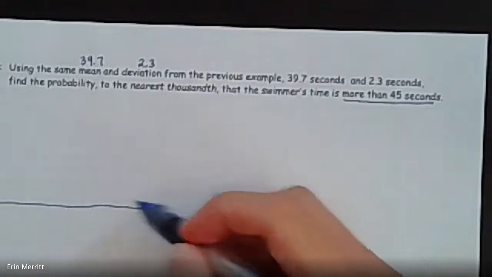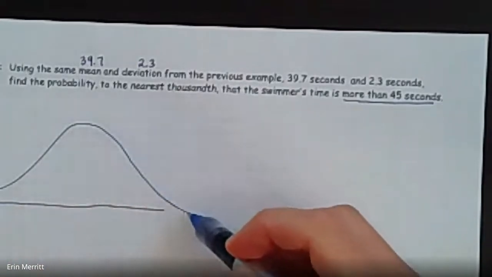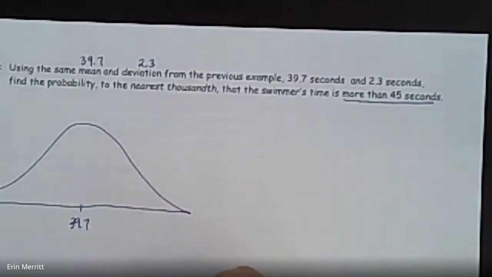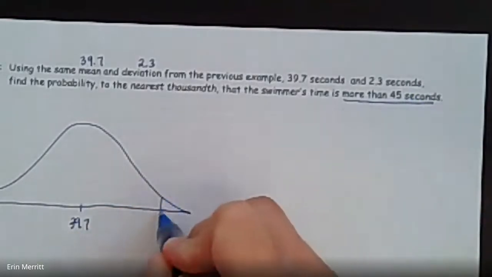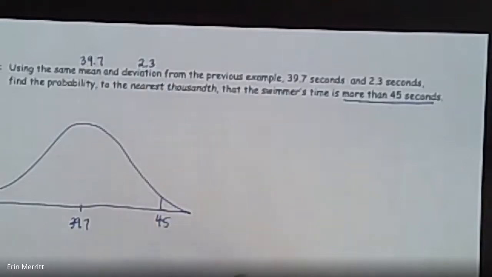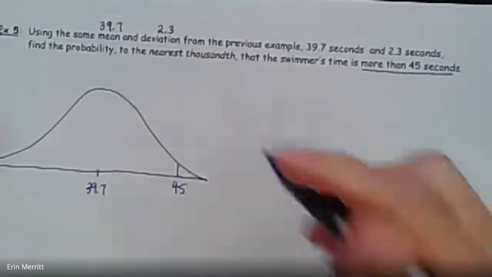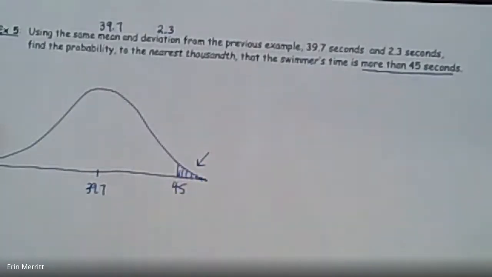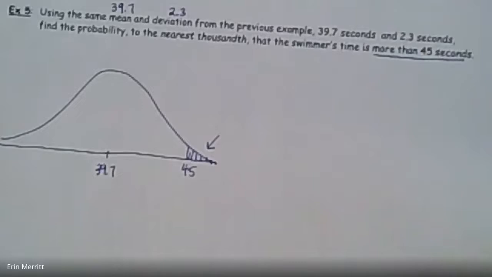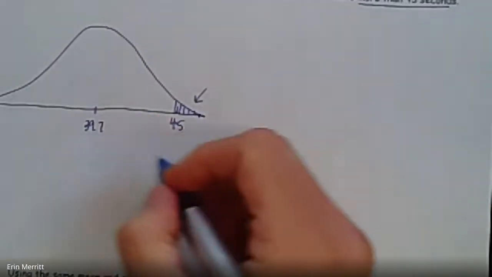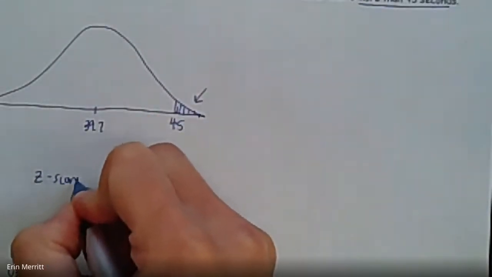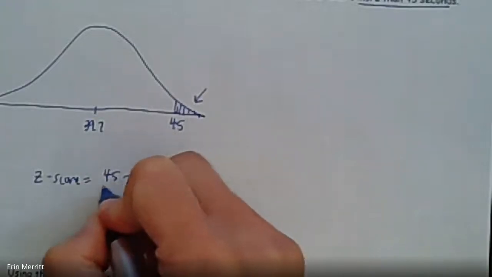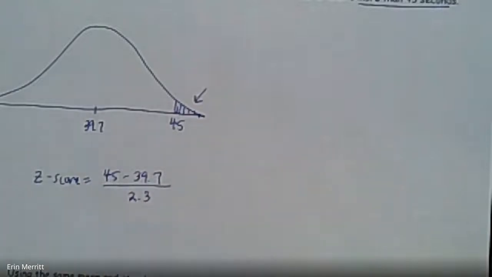So draw your chart first. Dead center, that's the 39.7. And it's saying more than 45 seconds. 45 seconds would be way up here. If we're talking about more than that time, that means it would be higher than that or above it. So we're talking about this part right here. In a case like this, you still want to find the z-score. So we just need the z-score for the 45. So we do 45 minus the mean of 39.7 divided by 2.3.